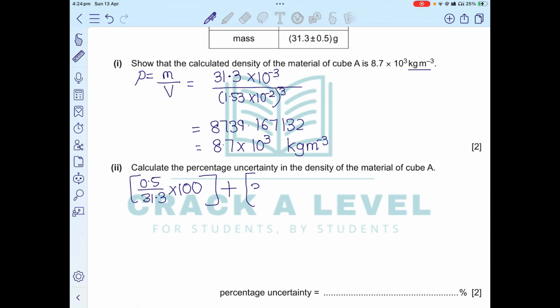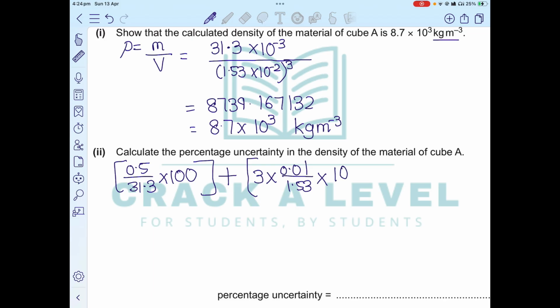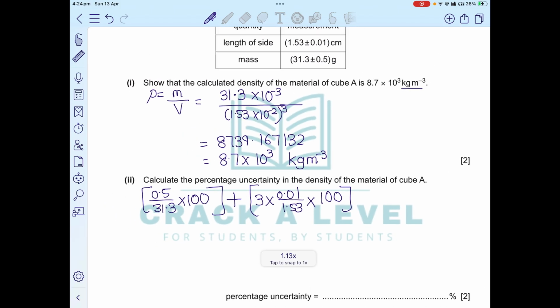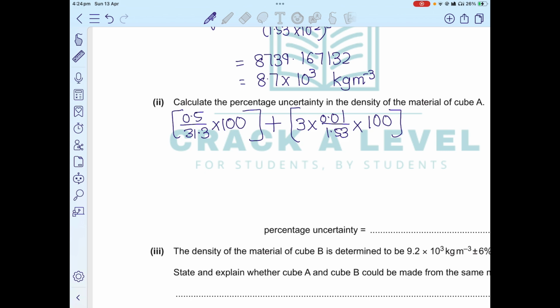So because it's a power of 3, now what's the absolute uncertainty? It's actually 0.01 over 1.53 multiplied by 100. If you're not clear, basically the percentage uncertainty is 0.01 over 1.53 into 100, but because we're cubing the length, we have to multiply this with 3. Now when I put this in my calculator, it would be 0.5 over 31.3 into 100 plus 3 into 0.01 over 1.53 into 100. Now what does that give me?